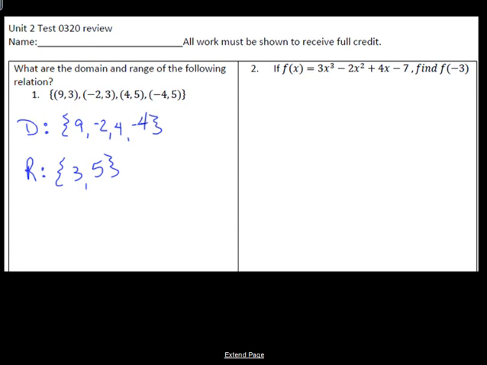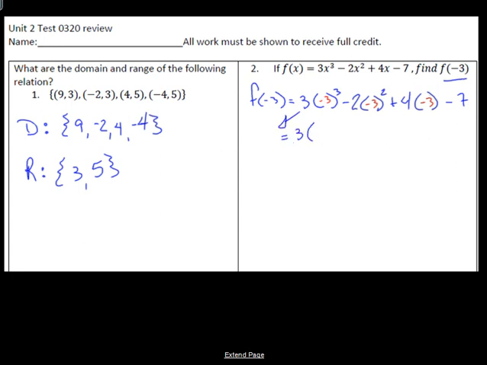In question number 2, this is in function notation. Here it says find f of negative 3. So to find f of negative 3, I'm going to go in and substitute. Everywhere that there is an x variable, I'm going to be plugging in a negative 3. So I'm going to plug in negative 3 here, here, and here. Now it's a matter of just doing some arithmetic.